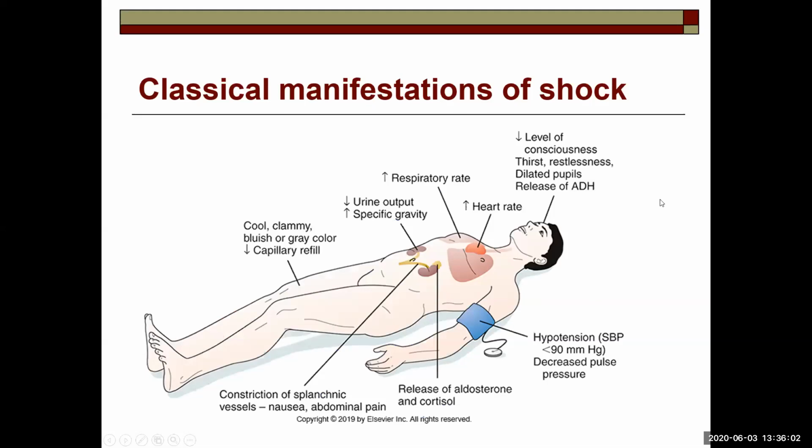So these are typical manifestations if you are in a shock. You have increased respiratory rate to compensate, decreased urine output because you don't have enough fluid in there, increased specific gravity of the urine because you are dehydrated in this case, so the concentration of the urine will be up. The cool legs, basically, because you don't have enough oxygen in the tissue. All right.